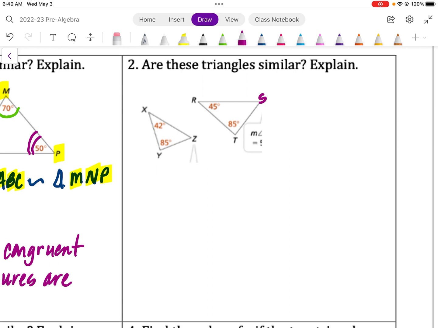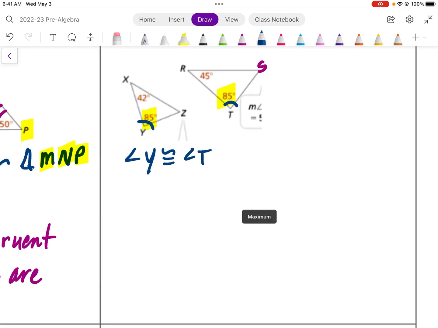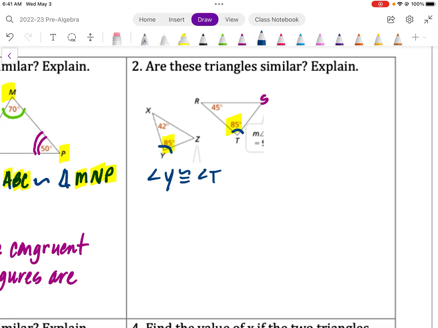So I can see that they both have one congruent angle measure right here. So I know for sure that angle Y has to correspond to angle T because they are the same measure. So I would say angle Y is congruent to angle T. So when I think about turning that, I want to think about, is the 42-degree angle going to match up on top of the 45-degree angle? So one other thing I can do if I'm not sure is use what we learned about the sum of the degrees in a triangle to help me determine if there's another congruent angle measure.